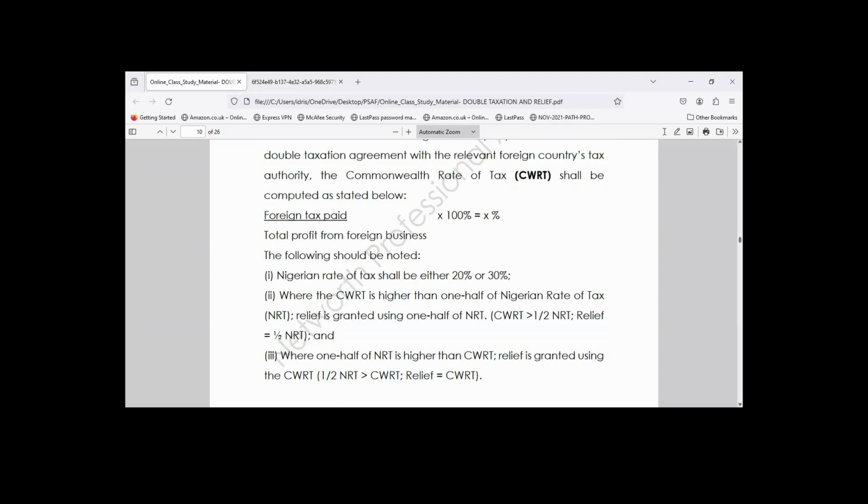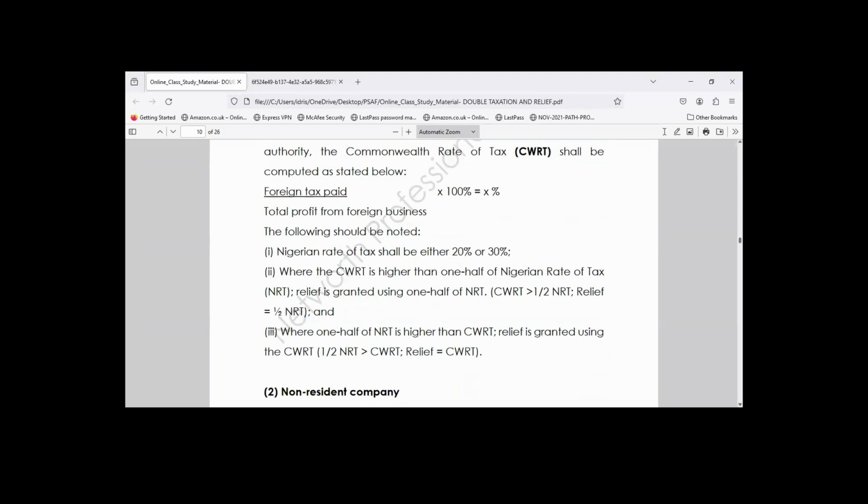You compare it with Commonwealth rate. When Commonwealth rate is greater than half of Nigeria tax rate, the double taxation relief rate will be half of Nigeria tax rate. But when Commonwealth rate is less than half of Nigeria tax rate, the double taxation relief rate shall be Commonwealth rate.